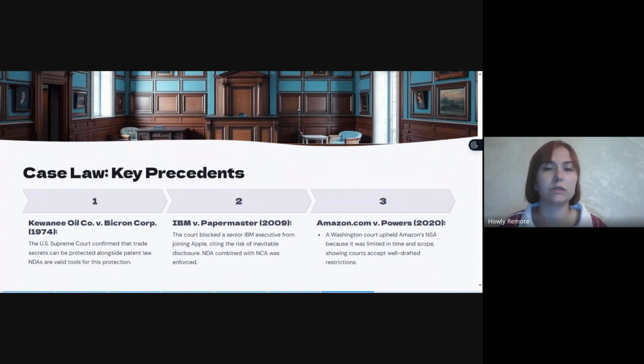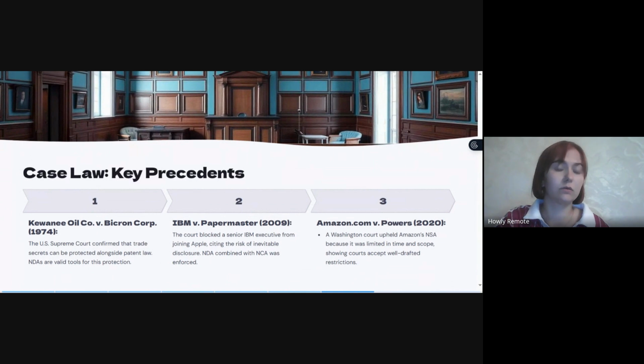Background: Kewanee Oil and Bicron Corporation were both companies working with chemical products. They both had valuable technical information. The question was whether the trade secrets could receive legal protection even if a patent was also available.